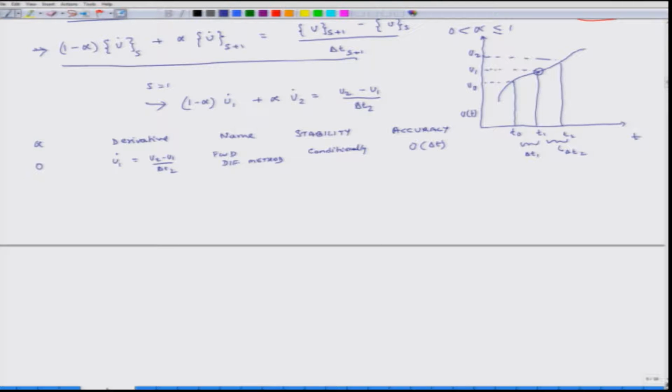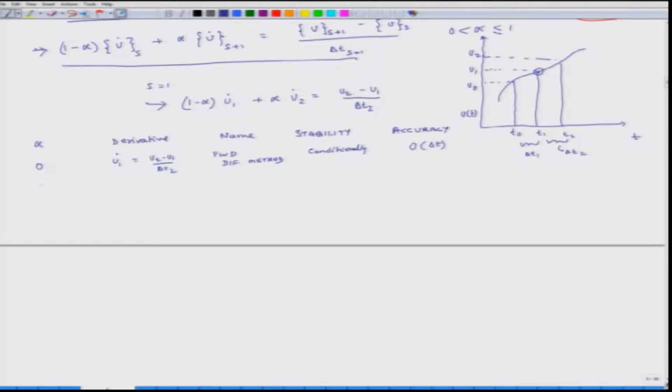Okay. So, this forward difference method, also known as Euler's method, says that the derivative at u1 is equal to the value at u2 minus the value at u1 divided by delta T2. Similarly, the derivative at u2 will be u3 minus u2 divided by delta T3. So, this is the forward difference method.